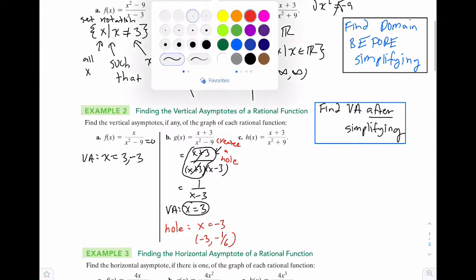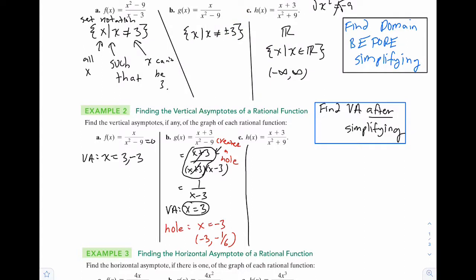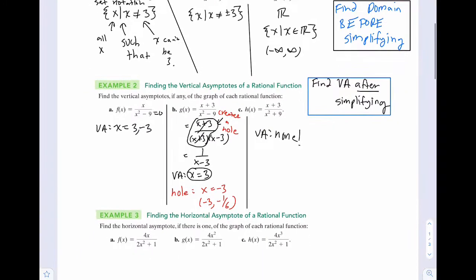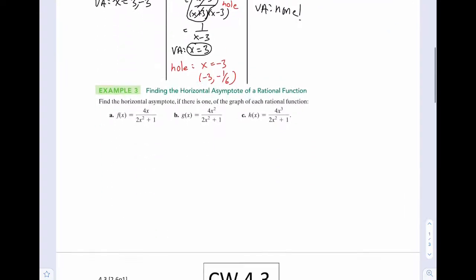Now for C, this should be straightforward. You'll notice it's quite similar to the one up here. If the domain is all real numbers, that means there is no restriction. So for this one, for vertical asymptote, there are none. Not too bad. Now the last part, horizontal asymptotes.